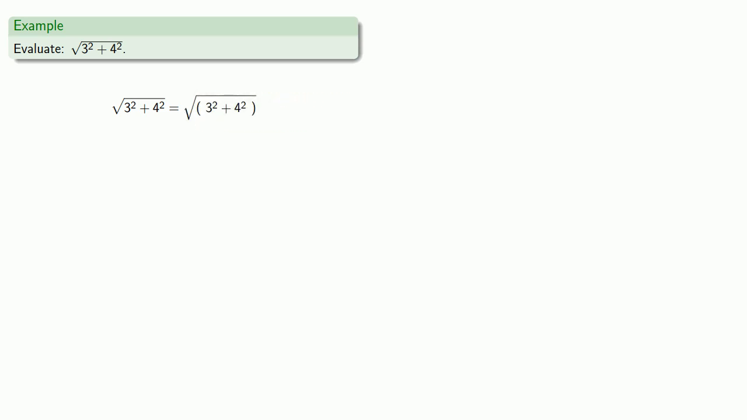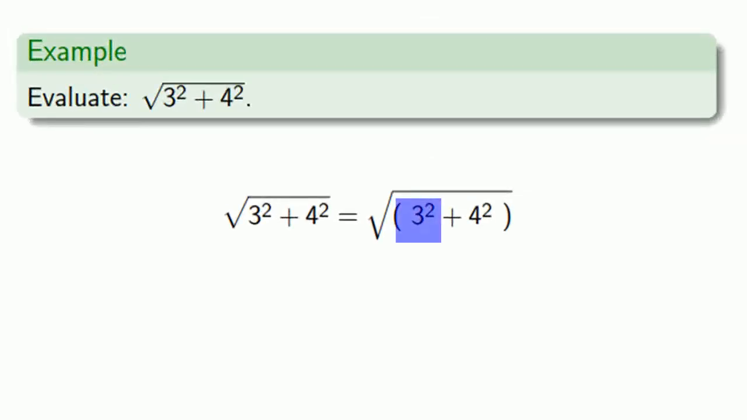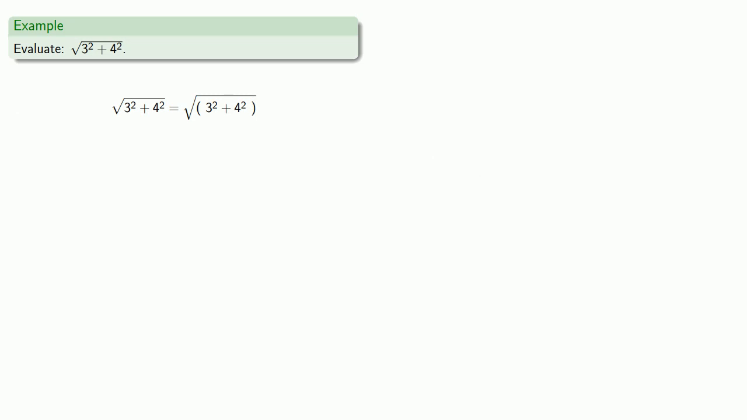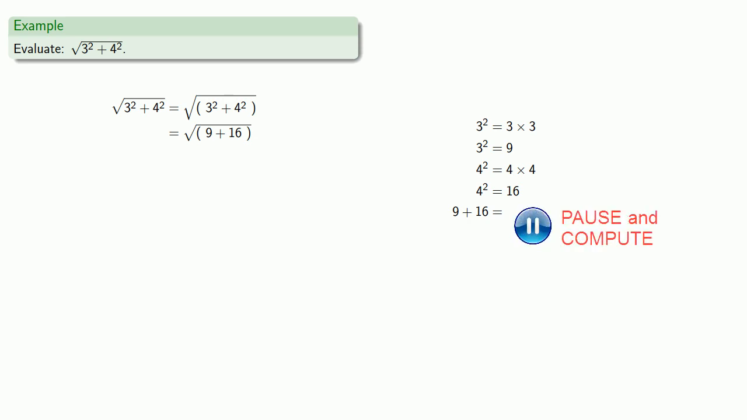Parentheses say do stuff inside first. And inside the parentheses we have 3 to the second plus 4 to the second. Order of operations says take care of that 3 to the second first. And again, the reason we actually take care of that 3 to the second first is not because it's an exponent, but because it's a multiplication. 3 to the second is 3 times 3. Likewise, 4 to the second is 4 times 4. And so we can compute both of these values. Parentheses say do this first, so we'll add 9 plus 16, and we have the square root of 25.